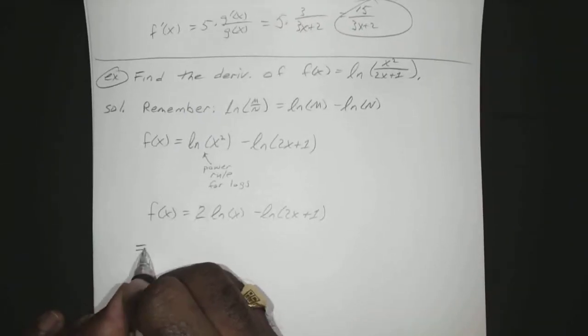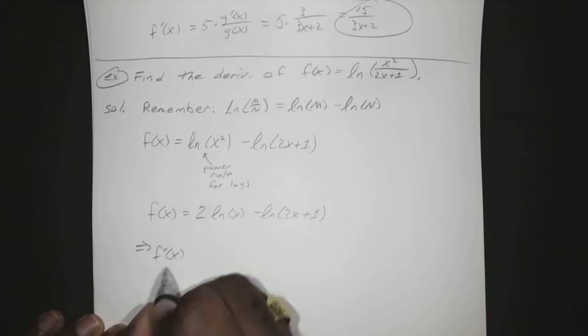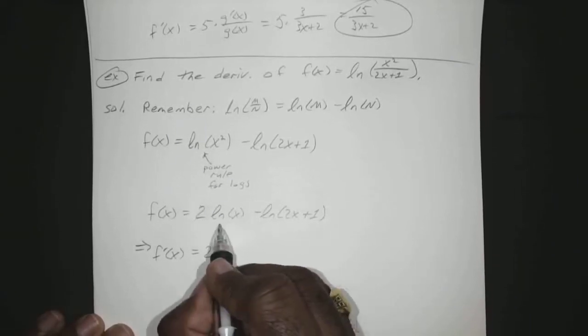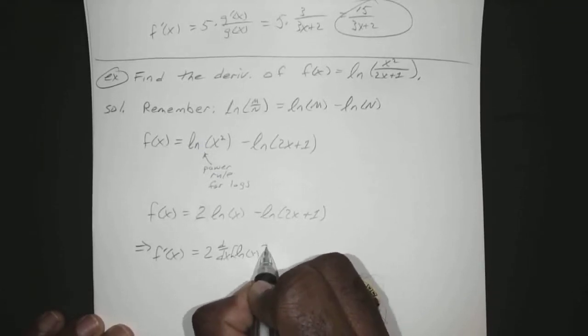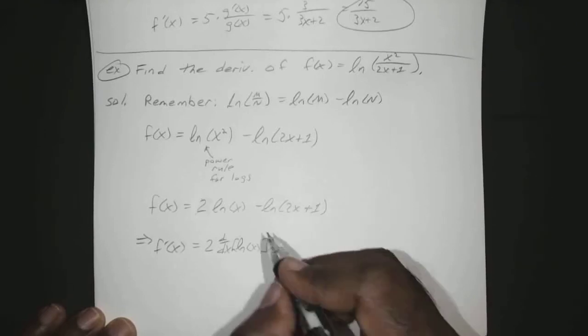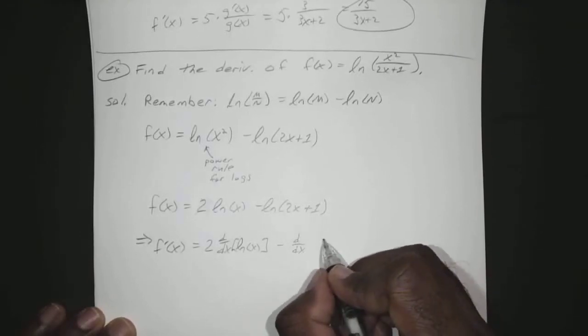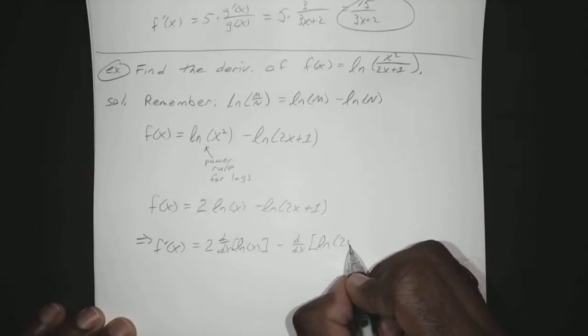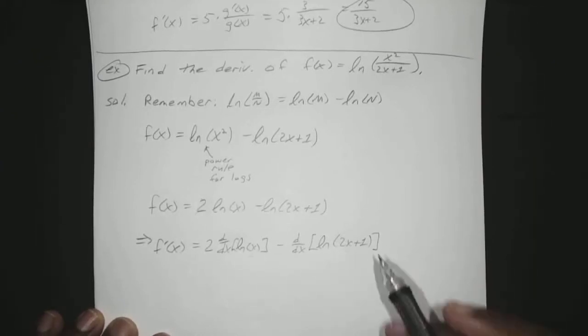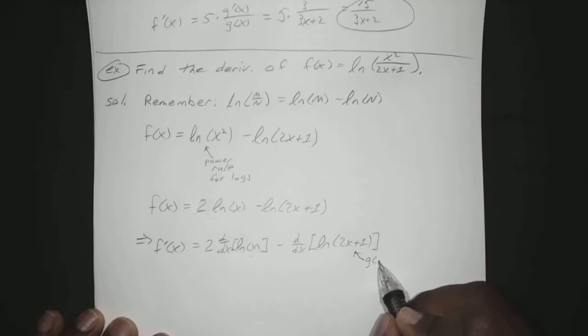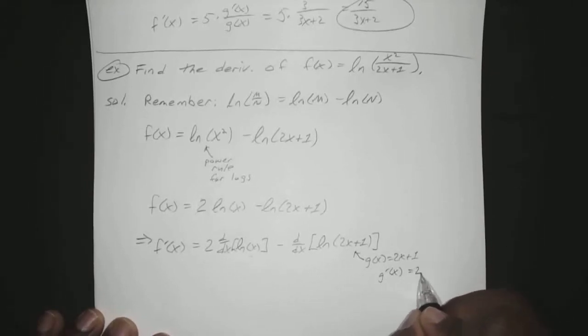Okay. So our f prime of x is equal to 2 times the derivative of natural log of x minus the derivative of natural log of 2x plus 1. Now for this one, we know that's just 1 over x. But for this one, you have g of x equals 2x plus 1, which means your g prime of x is equal to 2.